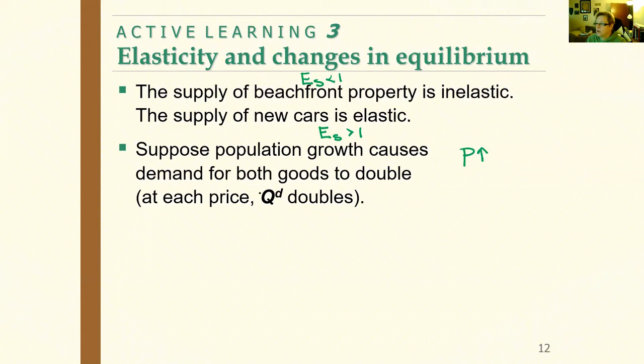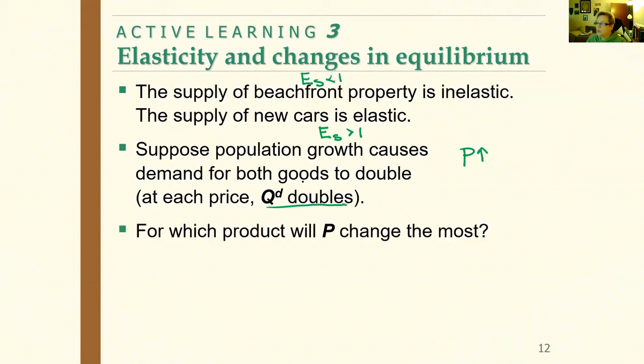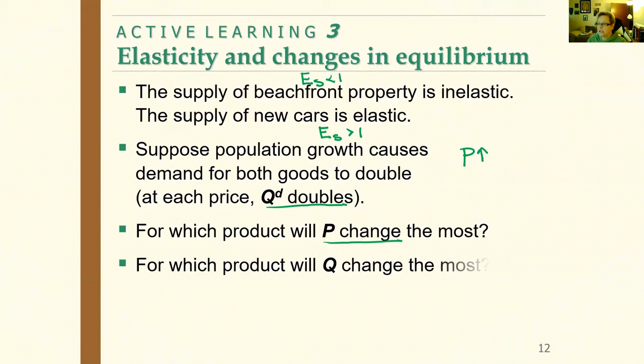At each price, quantity doubles. For which will the price change the most? And for which will the quantity change the most? So now we want to think about this and go beachfront property versus new cars and use this idea of elasticities in terms of the pitch of the supply curve.